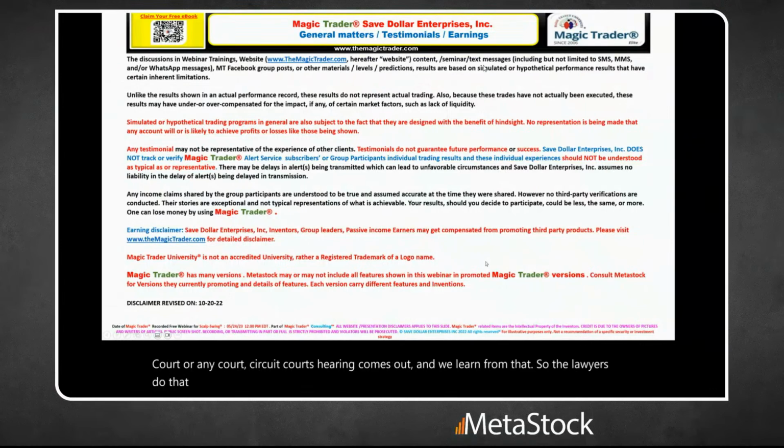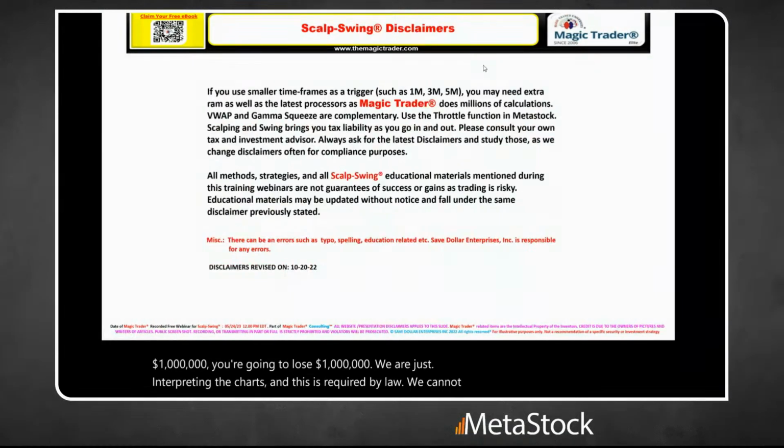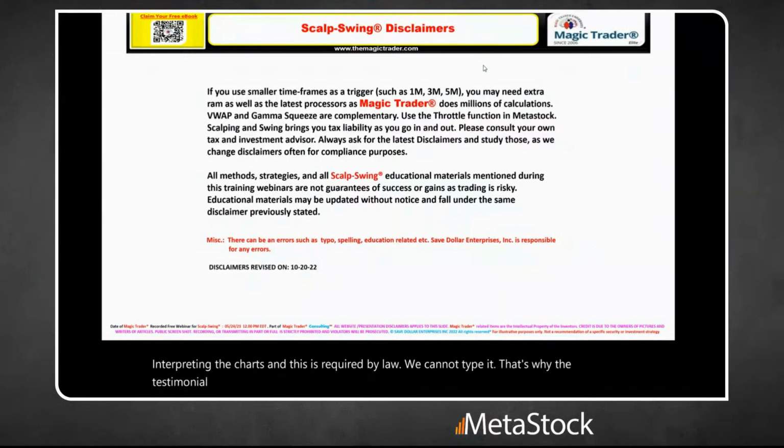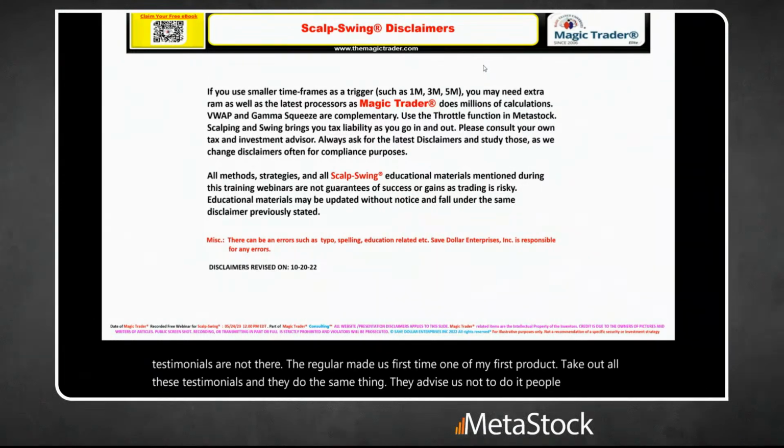We do tell people not to hype Magic Trader. We cannot tell you he's going to make $1 million or you're going to lose $1 million. We are just interpreting the charts. And this is required by law. We cannot hype it. That's why the testimonials are not there. The regulator made us, on my first product, take out all these testimonials, and they advise us not to do it. People do it, and there's nothing I could do about it.